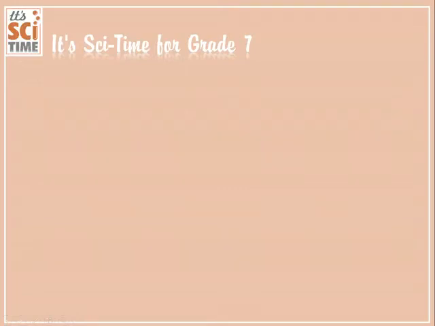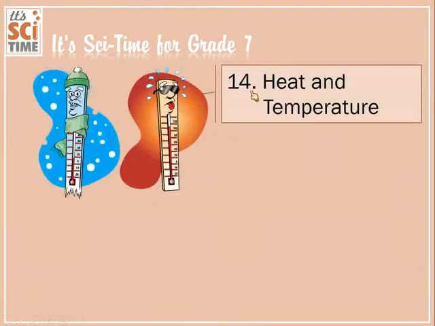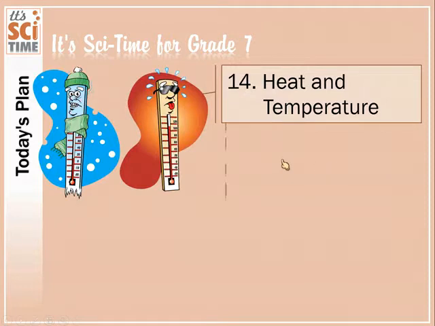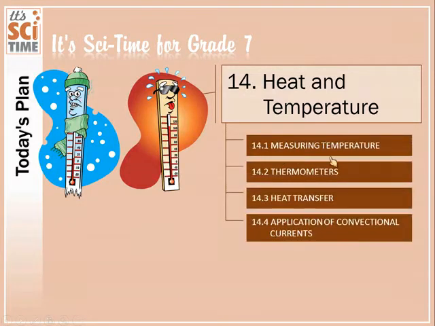It's Science time for grade 7 students, and this is the last part of the 14th lesson, heat and temperature lesson. And let's see what we have done so far and today's plan. 14.1 measuring temperature part we have completed, and 14.2 thermometers part completed. 14.3 heat transfer we will do this today, and also 14.4 applications of convection currents we can complete today. Then let's move on to the heat transfer chapter.